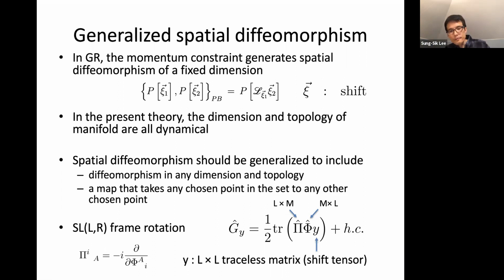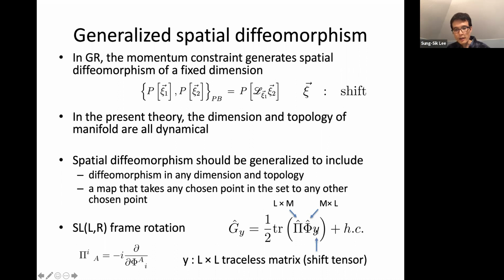And here is the generator, the Hermitian generator, written explicitly here. Pi is the conjugate momentum of phi. So pi is an L by N matrix-valued operator, and phi again is N by L. So pi times phi is an L by L matrix. And then Y here is an L by L matrix, which plays the role of the shift vector. But it's a tensor here. So I call this the shift tensor.